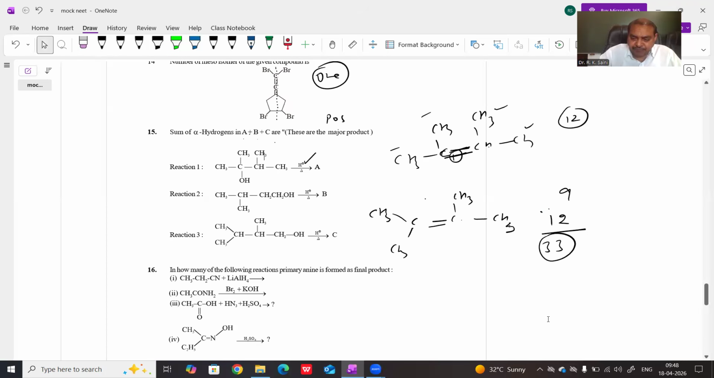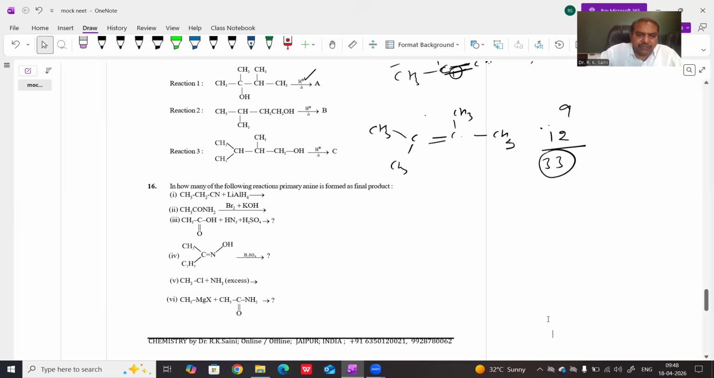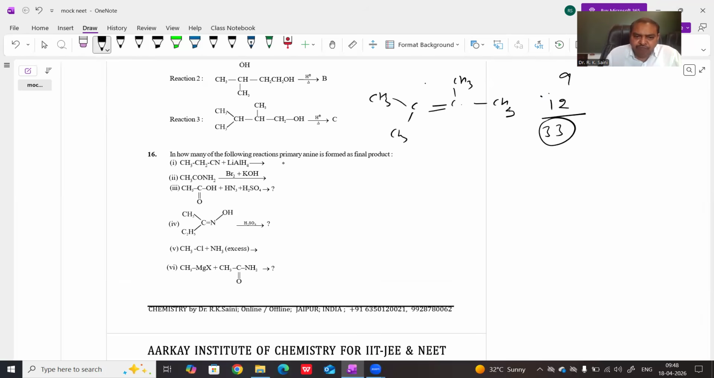Question number 16. How many of the following reactions give a primary amine as the final product? The first reaction gives a primary amine because the cyanide is reduced by LiAlH4 and gives the primary amine CH2NH2. In reaction second, a very important reaction, it is known as the Hofmann degradation reaction. Amide reacts with Br2 and KOH, in which the carbonyl group is eliminated from the molecule and it changes into a primary amine. In reaction third, it is also very important, it is known as the Schmidt reaction.